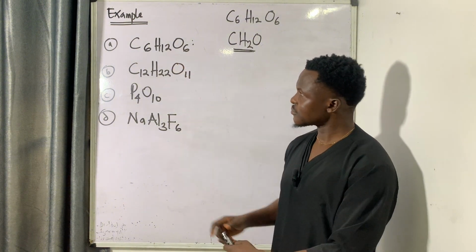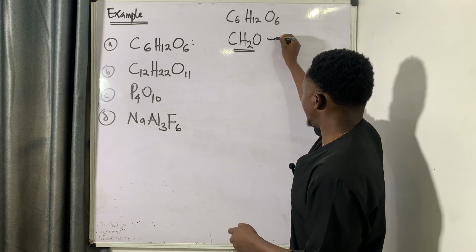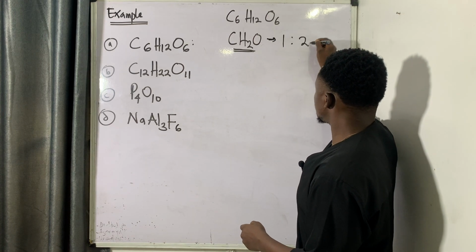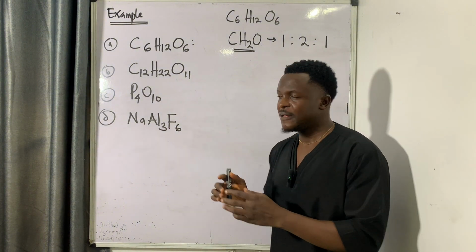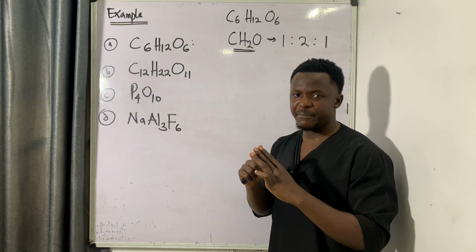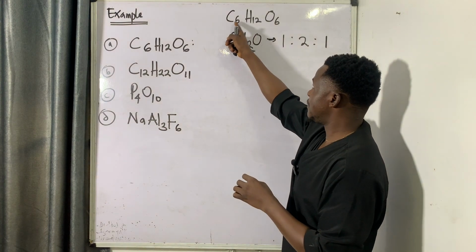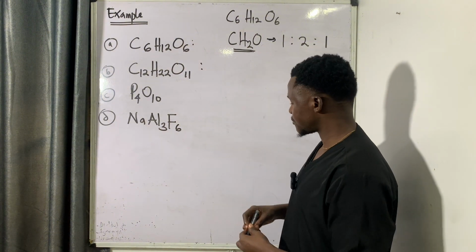Right? Now, this is the empirical formula of this compound. The elements are in a ratio of 1:2:1, corresponding to what I told us earlier, that empirical formula shows the ratio of the elements. And here we have three elements: carbon, hydrogen, and oxygen. Now let's look at the next example.